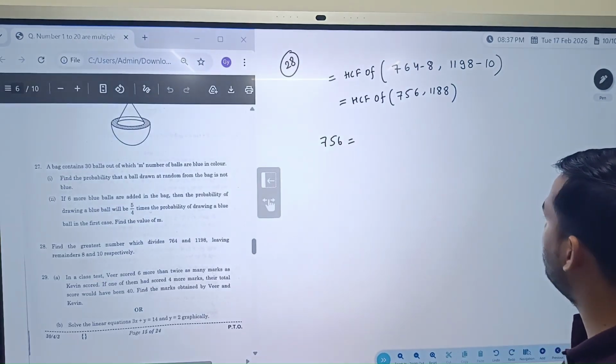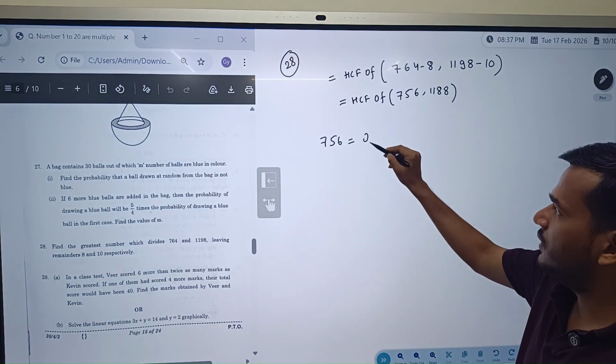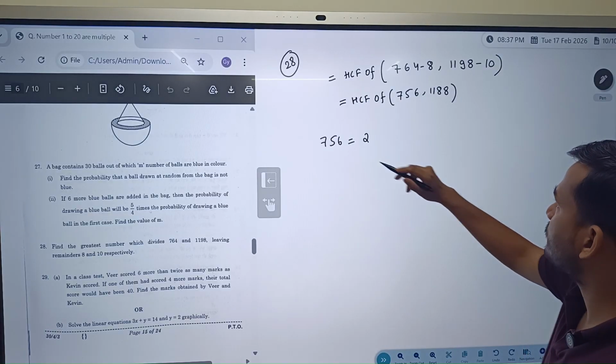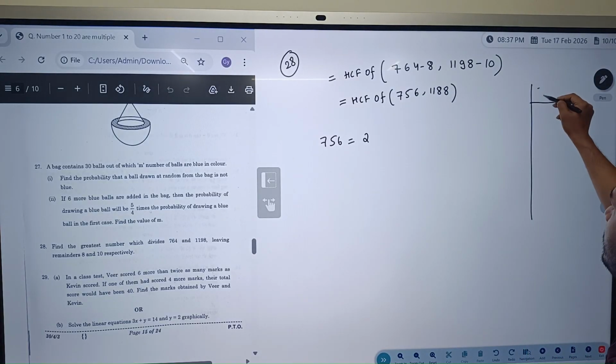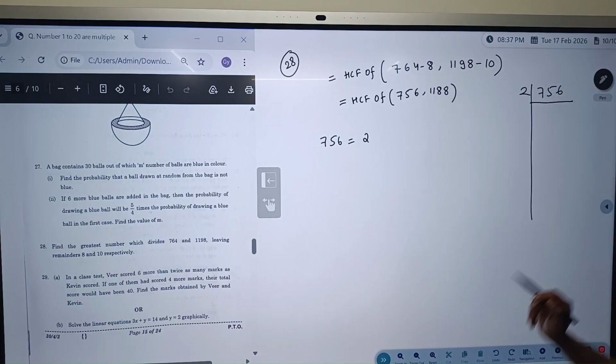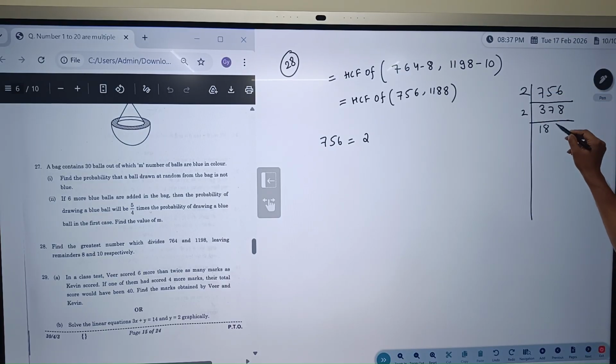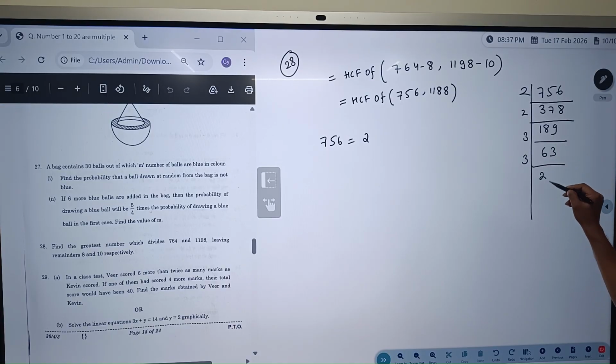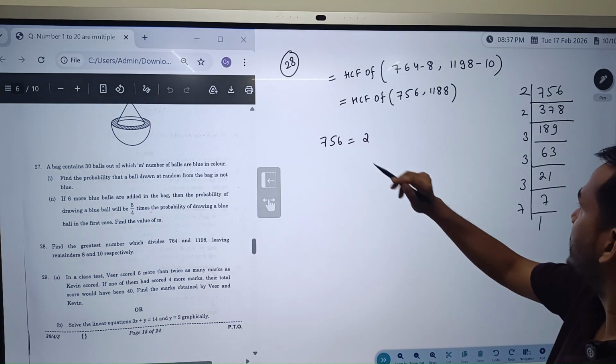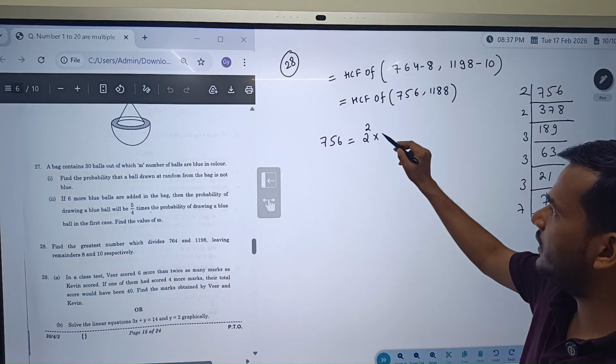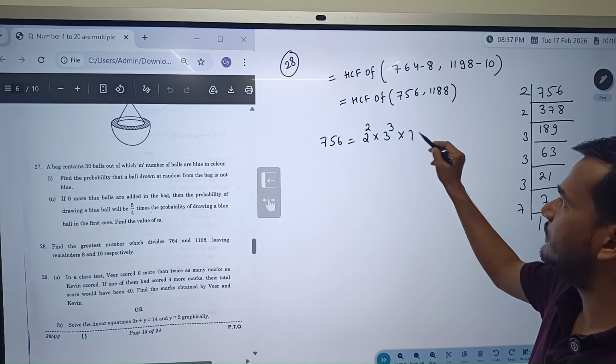Factors of 756, you can find the factors of 756. Divide by 2, so 378, divided by 2 again 189, divide by 3, 63, divide by 3, 21, 3 7. So factors of 756 are 2 square into 3 cube into 7.